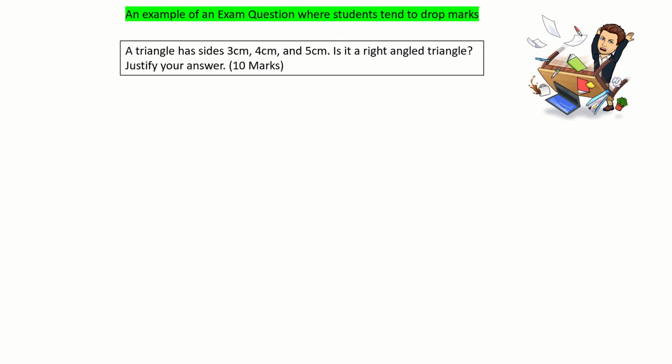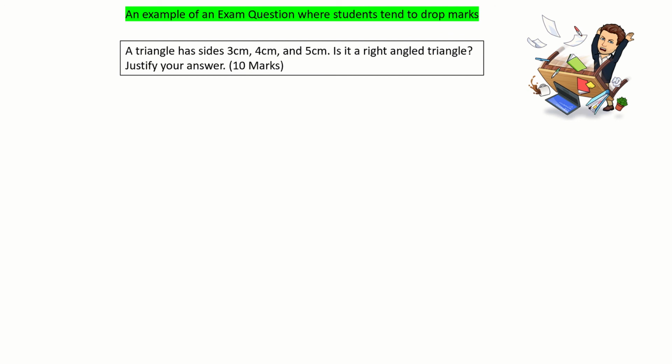so this question didn't come up in any exams or anything, but there was a question very similar to this that came up in a mock paper that I was marking a while back, and I just wanted to show you where some students went wrong with that. So triangle has sides 3 centimeters, 4 centimeters, and 5 centimeters. Is it a right angle triangle? And you've got to justify your answer.